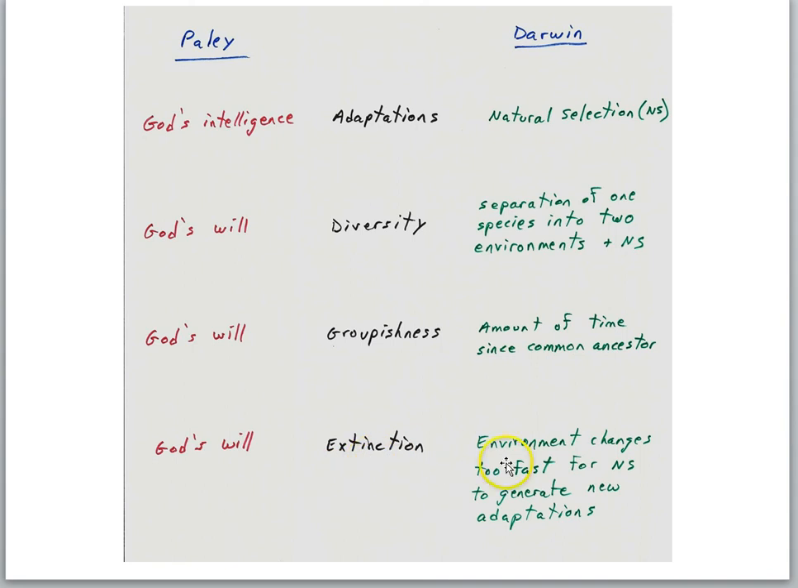What about extinction? Darwin's going to say environment changes too fast for natural selection to generate new adaptations. And that environment would include just physical changes on the planet or also the evolution of new species. For Paley, again, God's will. So perhaps at some time in the Christian worldview, perhaps the flood, right, eliminated many species, and that's why we see some in the fossil record that are not around today.